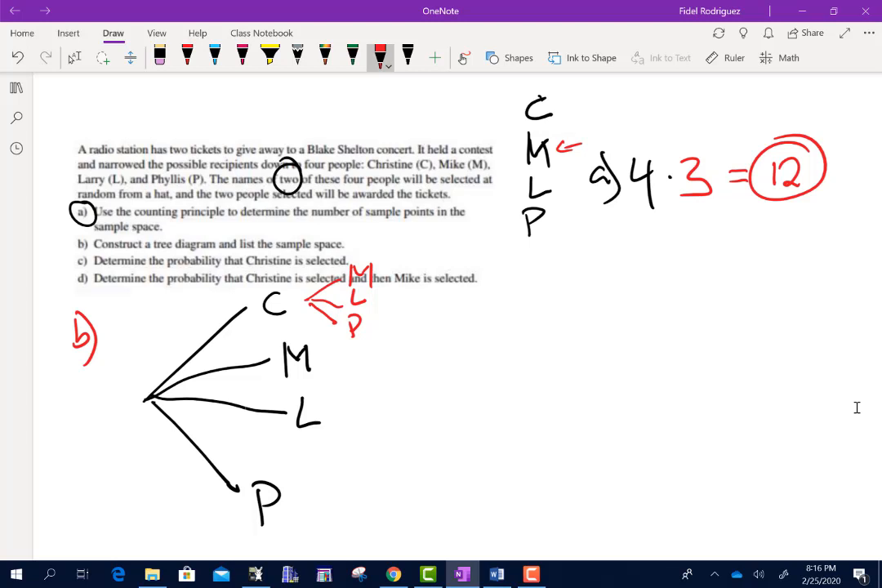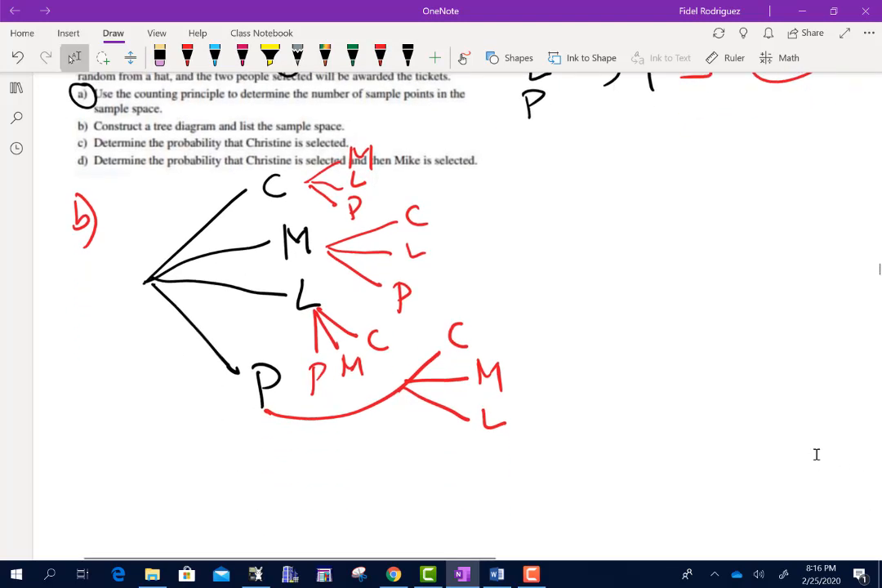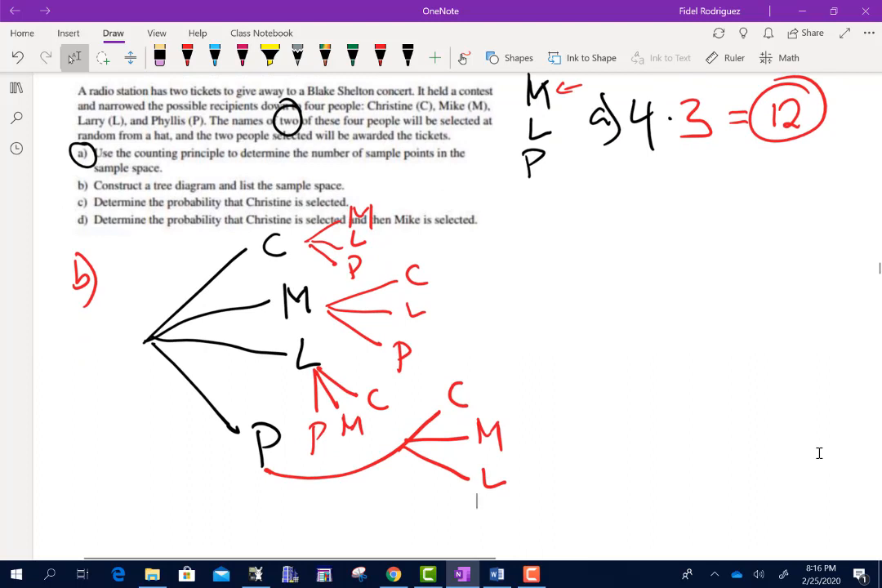If we choose Mike the first time, then we can only choose now from Christine, Larry, and Phyllis. If we choose Larry the first time, then we can only choose from Christine, Mike, and Phyllis. And if we choose Phyllis the first time, then we can only choose from Christine, Mike, and Larry. That's what we call a tree diagram. This gives us all the 12 possibilities.